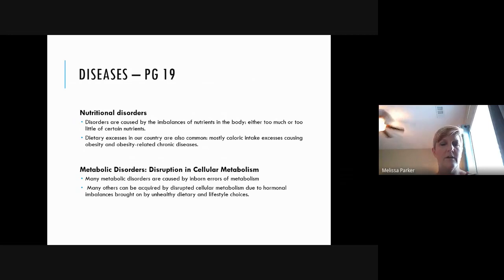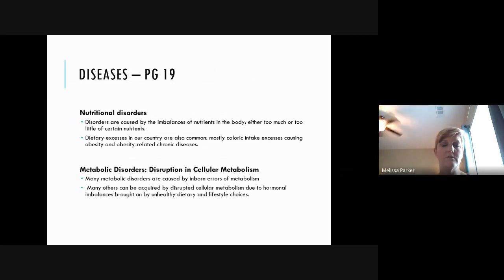So these are disorders that are caused by imbalance of nutrients in the body, either too much or too little at certain times. Dietary excess in our country is also common. So mostly caloric intake is excessive, which is causing obesity and obesity-related chronic diseases. Also, there are metabolic disorders, which cause disruption in the cellular metabolism, so the way that our cells work.